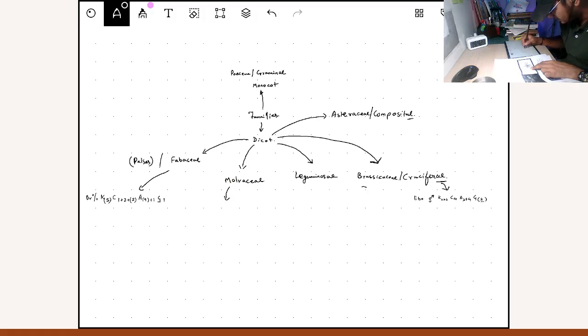So we know that Malvaceae is bracteate. We know that it is actinomorphic, meaning radial in symmetry. Cruciferae was asymmetric, right? Because they didn't write anything. No, Cruciferae is in fact radially symmetric.